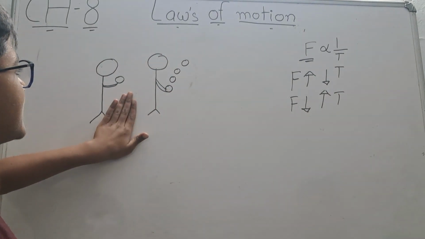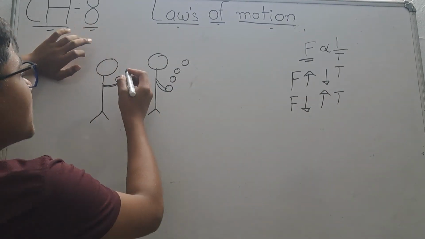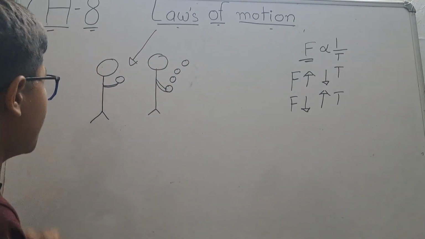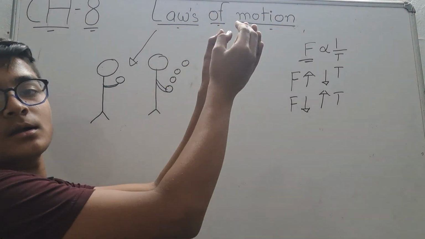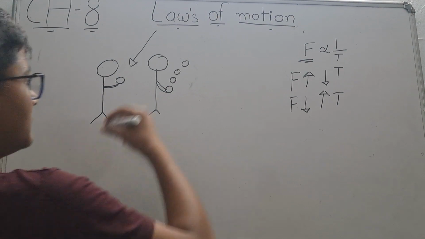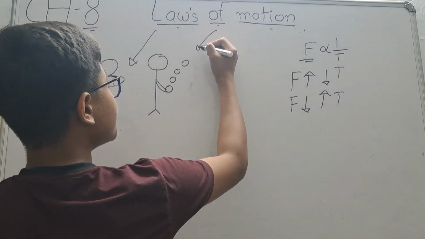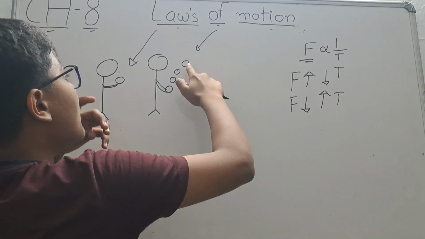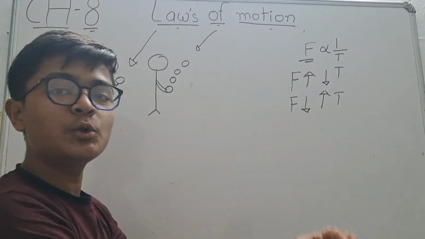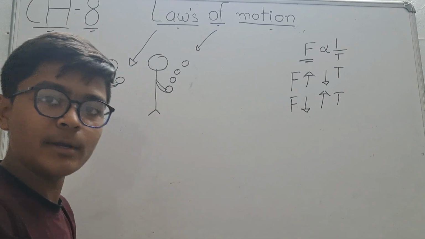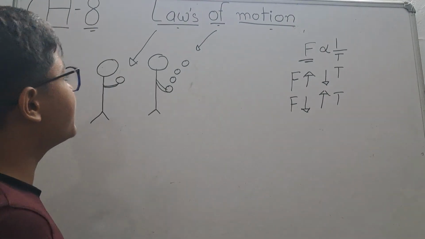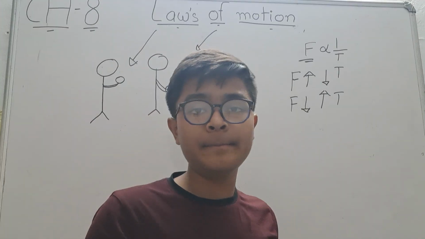You can see in the example, the player was catching a ball. The ball was coming with higher velocity and when caught directly, he gets hurt. And when the ball is coming with higher velocity and you give it time, you will not get hurt. So here we have also completed our topic, impulse.